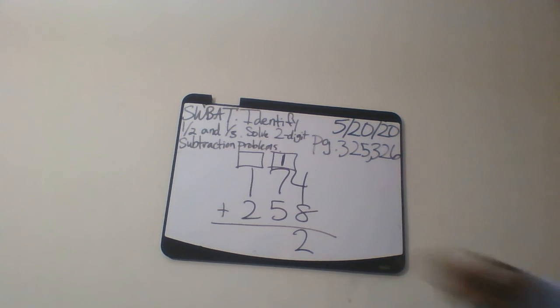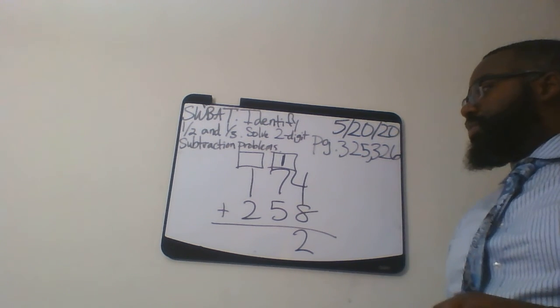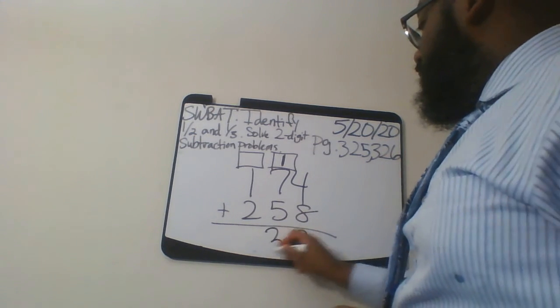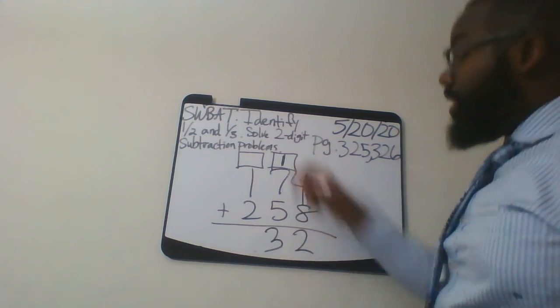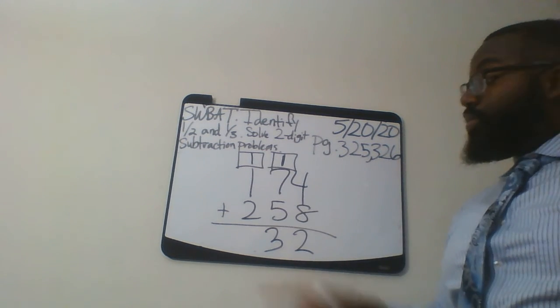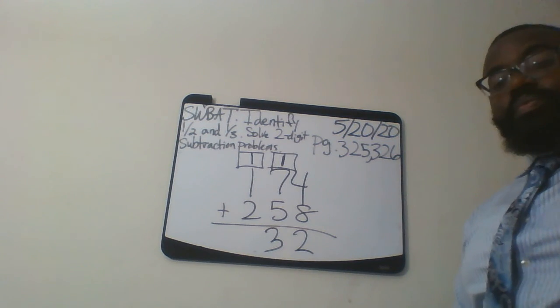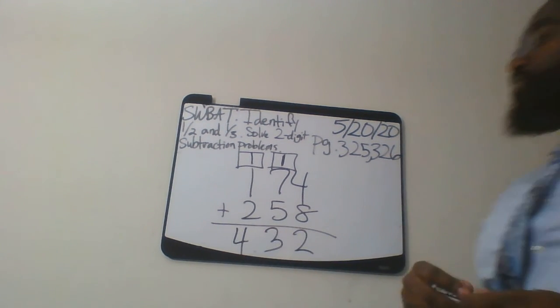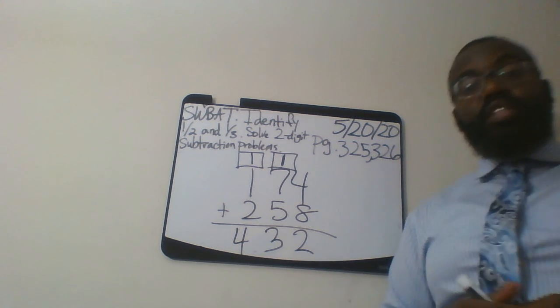That is 8. Now what's 8 plus 5? 8 plus 5 is 13. Notice the 3 goes here for 13, and then 1 goes over here. Now let's add 1 plus 1. As we know, that is 2. And what is 2 plus 2? That is 4. So the answer to 174 plus 258 will give you 432.